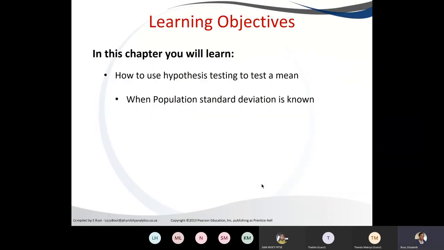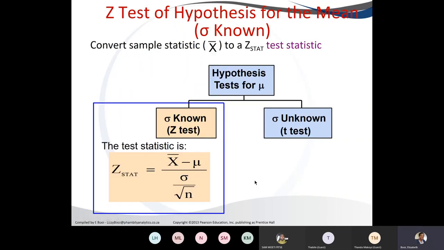So we're now going to only concentrate on hypothesis testing when the population standard deviation is known. And when it's known, we know that we're using a z-test, and our test statistic is our sample mean minus our population mean divided by the standard error, which is the population standard deviation divided by the square root of n.